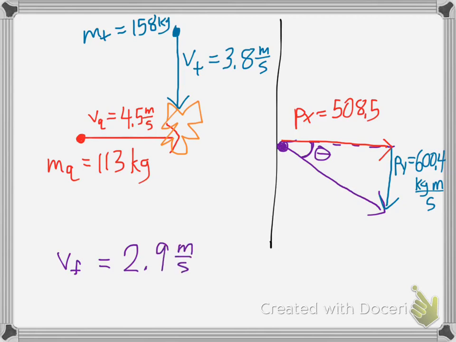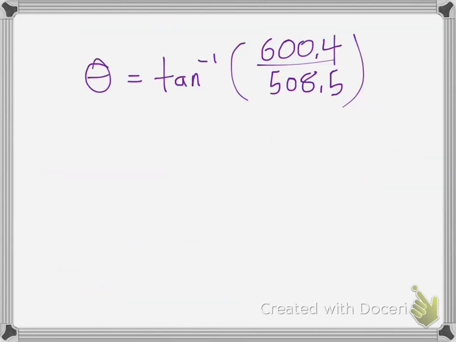Now I need to figure out what theta is. Well, I've already got the x and y components. That's the opposite side, that's the adjacent side, so seems like a perfect time to use the tangent of theta. So, taking an arctan of 600.4 over 508.5, I end up with an angle of around 49.7 degrees south of east. And that's about it, all you gotta know for test 3.